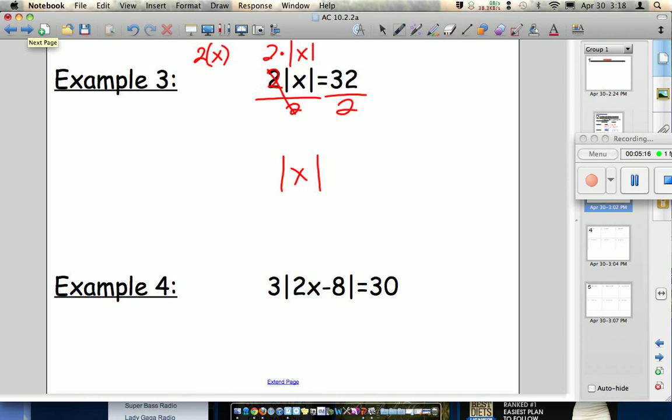Think about it, we're making a 1 that we can cancel. But what we do to the right, we have to do to the left. So the absolute value of x has to equal 16, because 32 divided by 2 is 16.